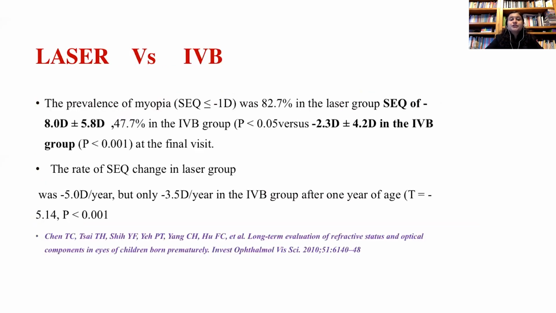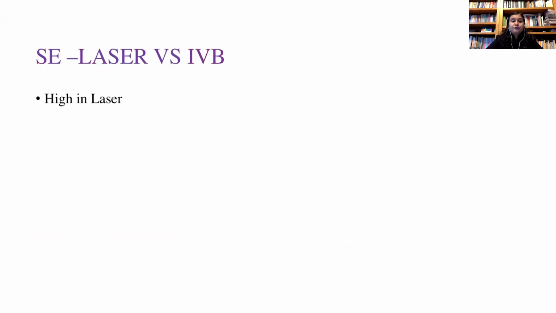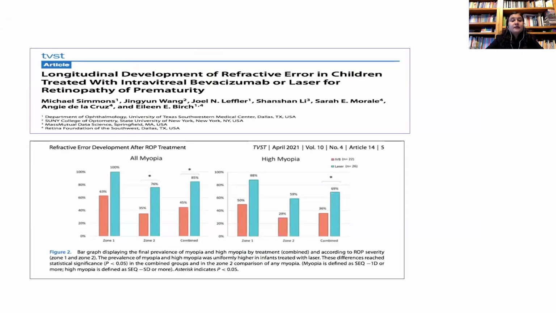Chen et al. showed that the prevalence of myopia was quite high in the laser group compared to the IVB group, and the rate of spherical equivalent change was minus 5 diopter per year in the laser group, but it was quite less, 3.5 diopter, in the IVB group after 1 year of age. So spherical equivalent in most of the studies shows that it is higher in laser.